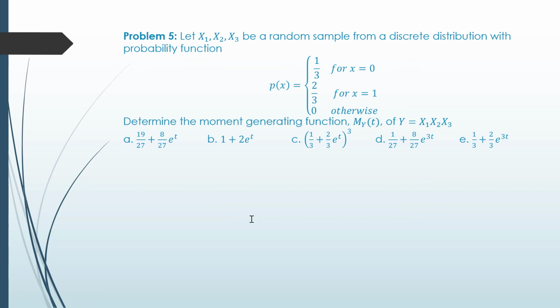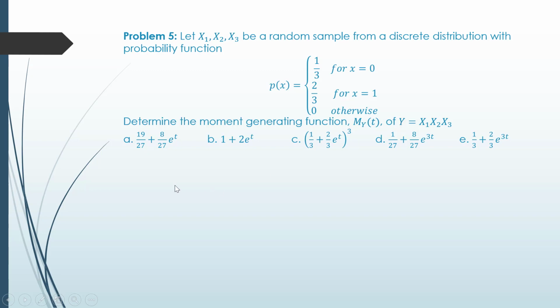Okay, so now we are going to work on the last problem. Let x1, x2, x3 be random variables from a discrete distribution with the given probability function. We are going to determine the moment generating function of Y, where Y is the product of x1, x2, and x3. Here x1, x2, x3 are identically distributed from this distribution, but we are going to find the moment generating function of another variable Y.